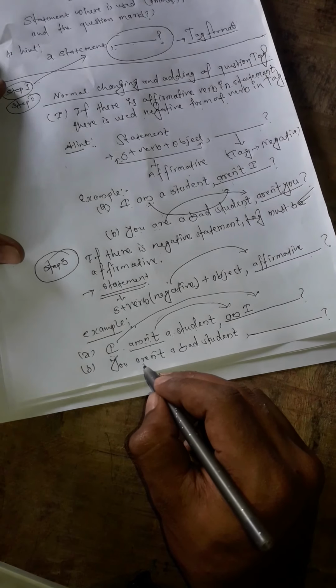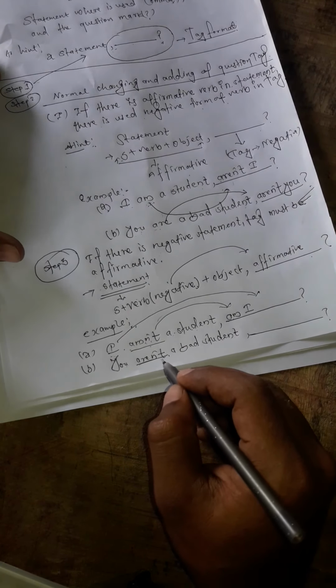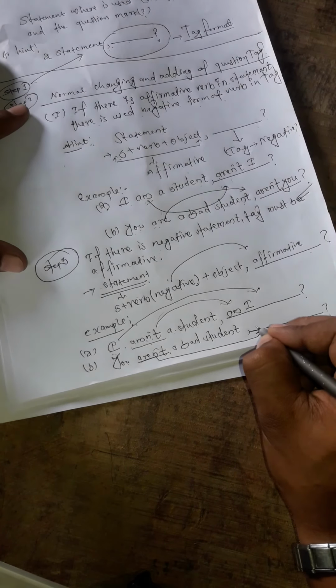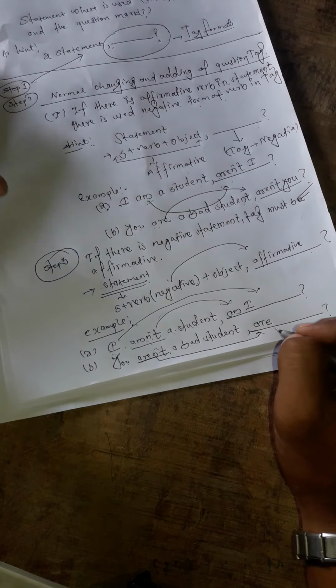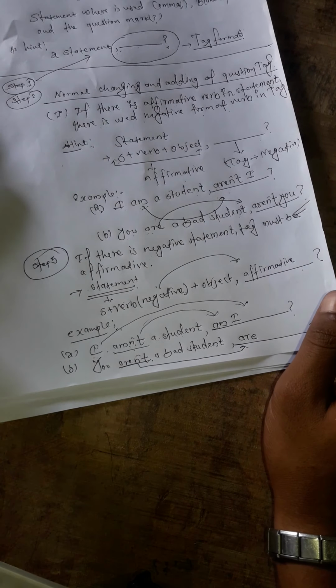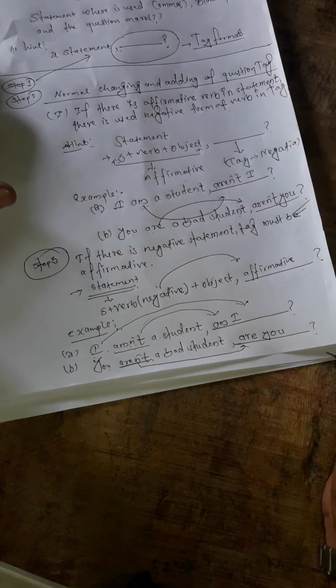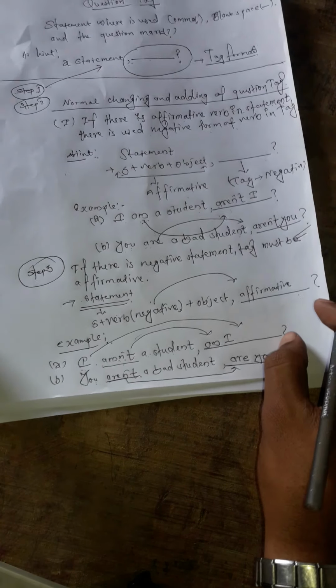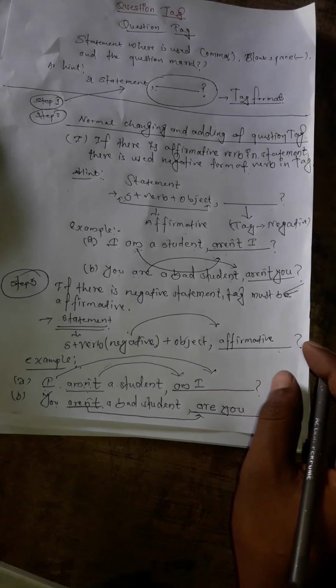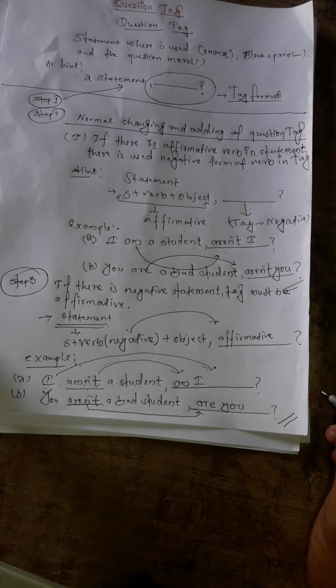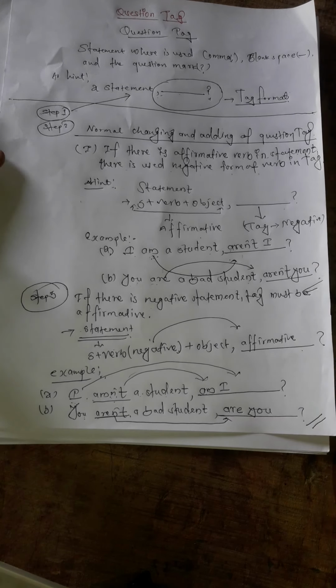That means aren't. In this statement, aren't is negative, and we have to change aren't into affirmative. That means are. We have to omit not, and you is written the same. Are you? Yes, it is possible. It was step 3.